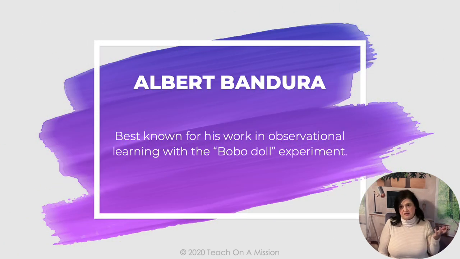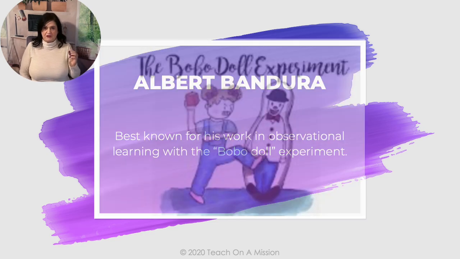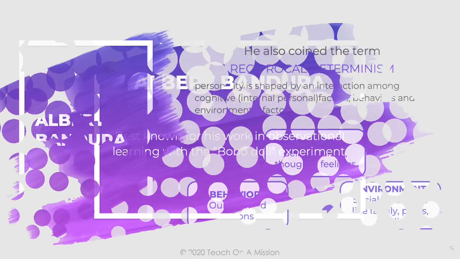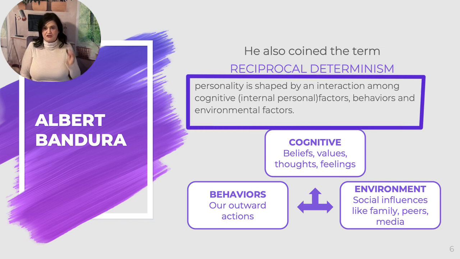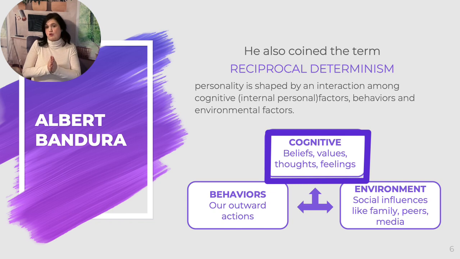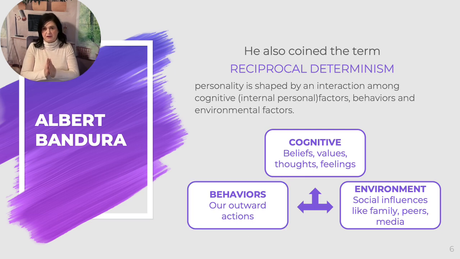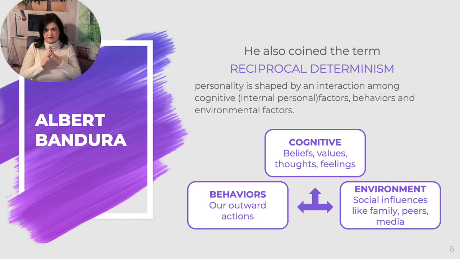So a big name in this perspective is one that we're quite familiar with, Albert Bandura. We've seen him before in the cognition unit with the Bobo doll experiment, right? He came up with this idea, right? Something called reciprocal determinism. And that says that our personality is shaped by an interaction between essentially three different things. Cognitive being our beliefs, our values, our thoughts, and our feelings. Interacting with how we act, our behaviors, okay, which is our outward actions. And then we have our environmental factors, such as social influences, like our family, our friendships, media, our peers, hence the social part of the cognitive approach.